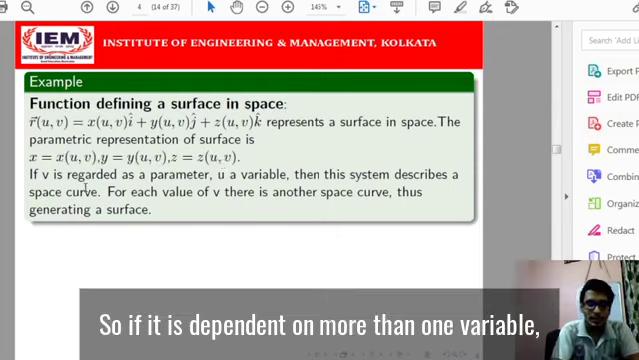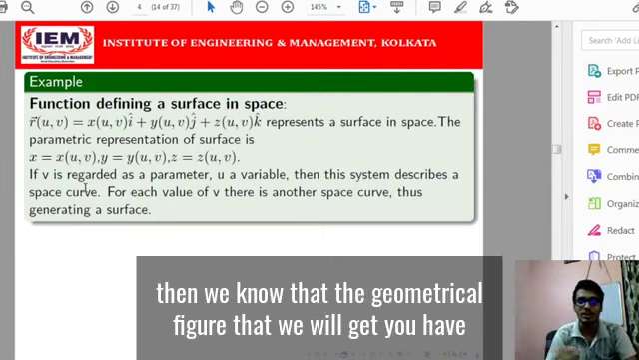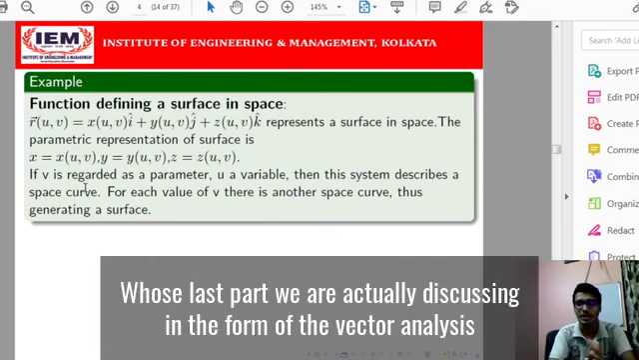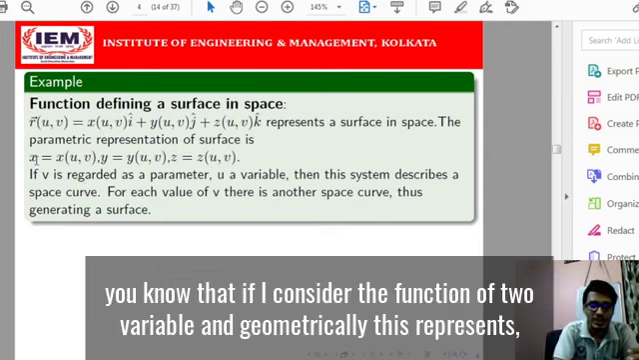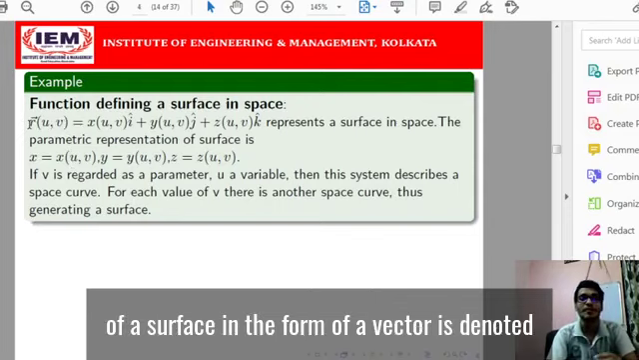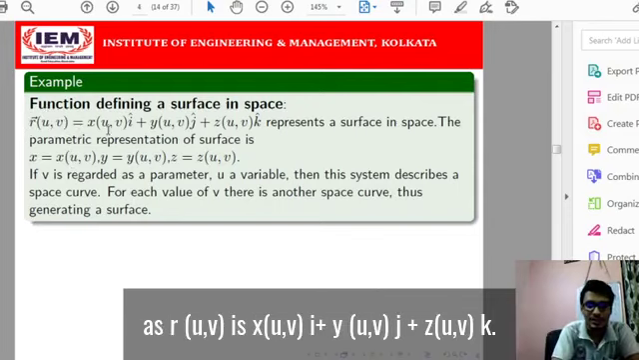u and v. So if it is dependent on more than one variable, then we know the geometrical figure that we'll get, which we have already studied in functions of two variables, and which we are now discussing in the form of vector analysis. So you know that if I consider a function of two variables, geometrically this represents the equation of a surface. So the general form or notation of a surface in vector form is denoted as r(u,v) = x(u,v)i + y(u,v)j + z(u,v)k.